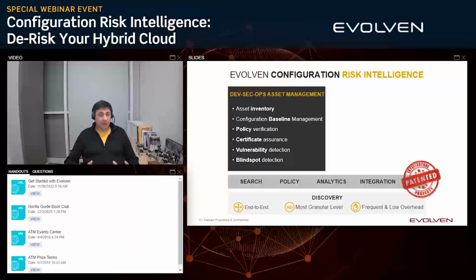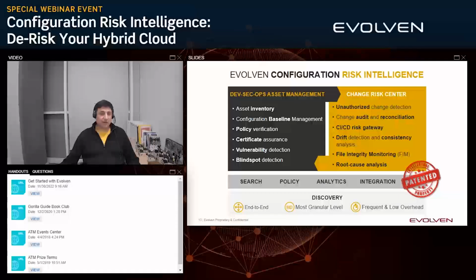Having the platform capabilities, Evolven supports two main categories of use cases. The first one is asset management for DevSecOps. That's where we collect, verify, and monitor assets in their detailed configuration. We manage alignment of the assets to the defined configuration baselines. We verify policies. We detect expired and invalid certificates. We identify components recorded as vulnerable in the National Vulnerability Database. We highlight components not protected by security software, such as, for example, antivirus. And those are just examples of the use cases that are based, again, on these capabilities in the platform that I presented before.